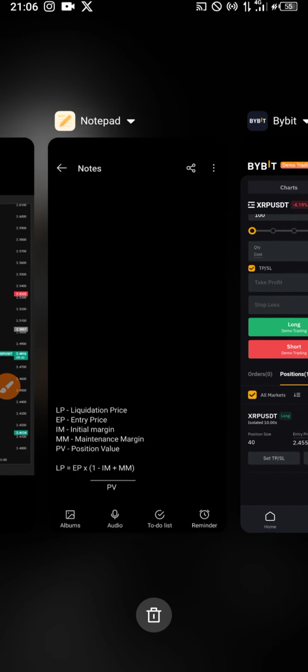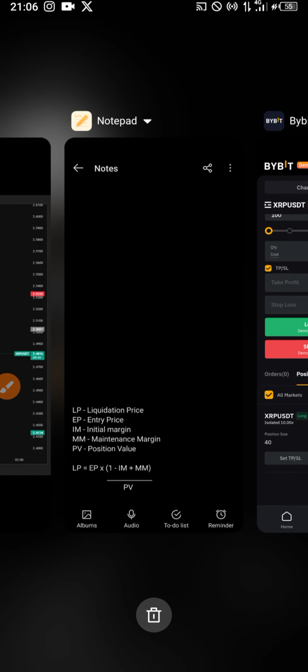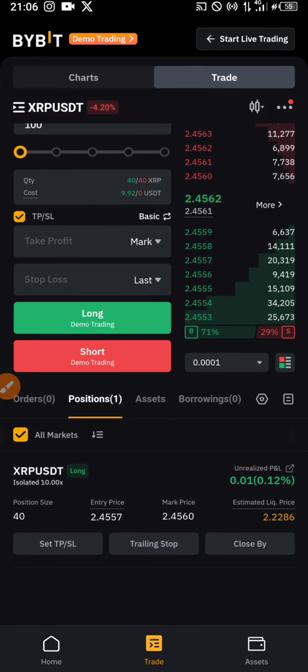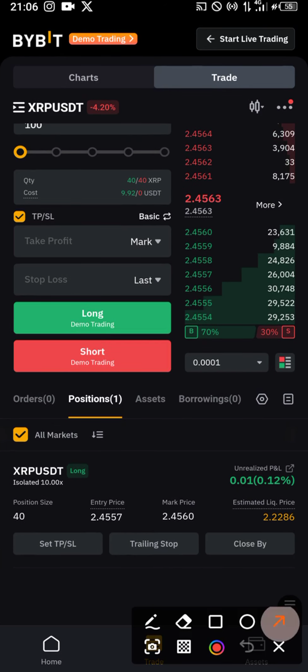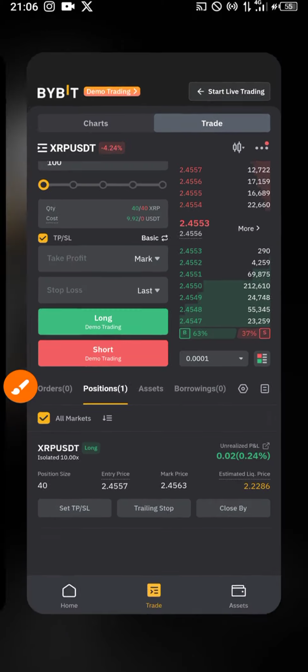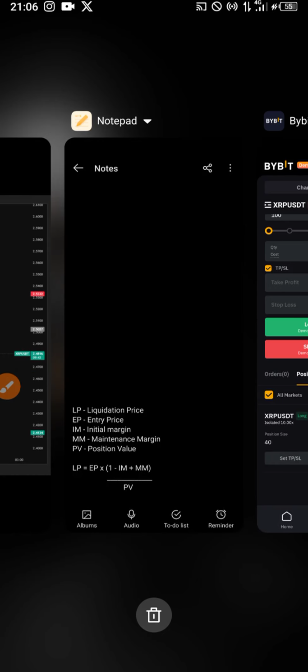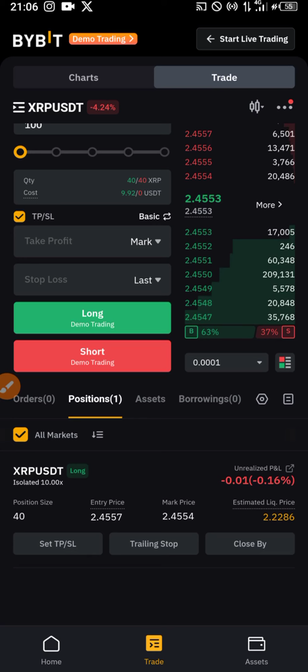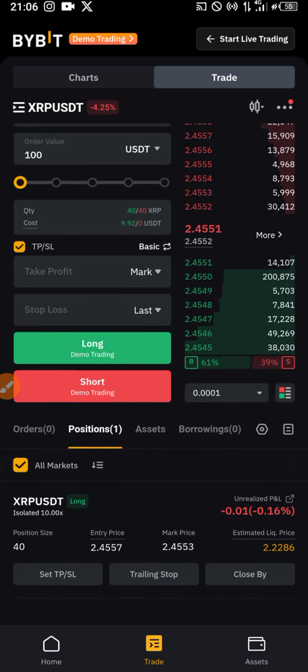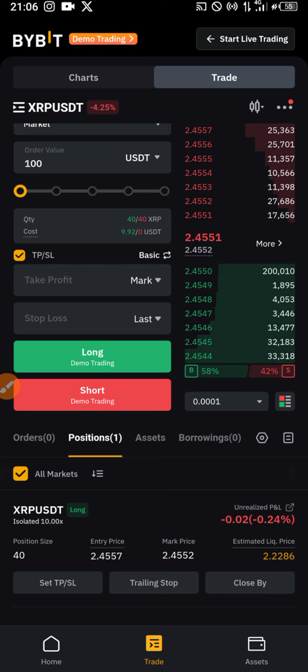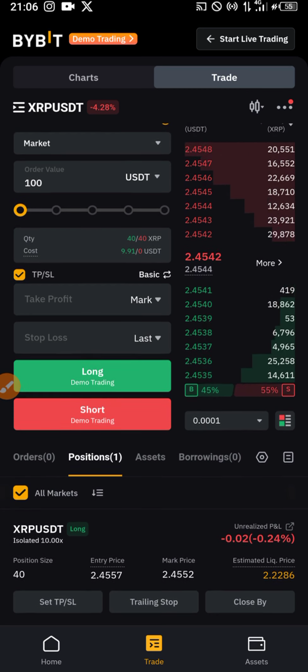Remember I said LP, liquidation price, equals to EP. What is EP? Entry price. Like I said earlier, this is the entry price. That's how you can get your entry price. Then the next one is initial margin. This is your initial margin right here. Initial margin is how much you drop for the trade. This is the initial margin.